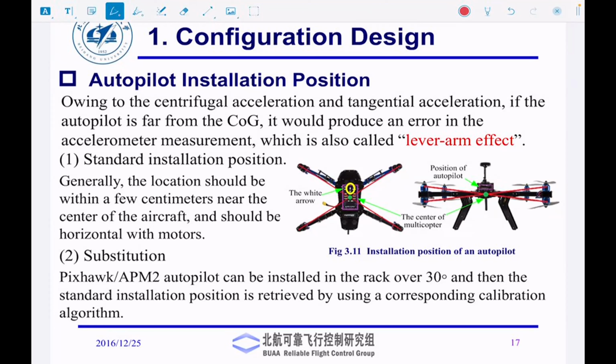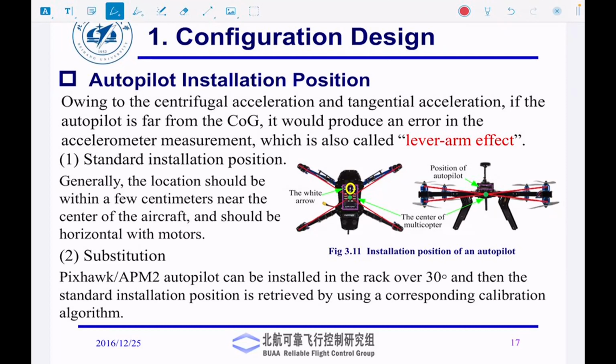But if you have an accelerometer that is located at the very end, the acceleration measured by that accelerometer would be the acceleration at the center of gravity plus the centripetal acceleration and tangential acceleration that will affect the measurement of the true acceleration. So there is this lever arm effect, because the accelerometer is not mounted at the center, that you will have to compensate.